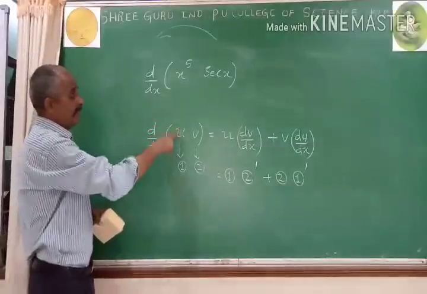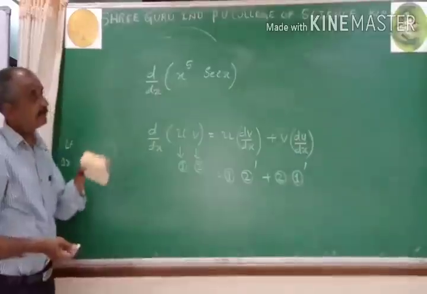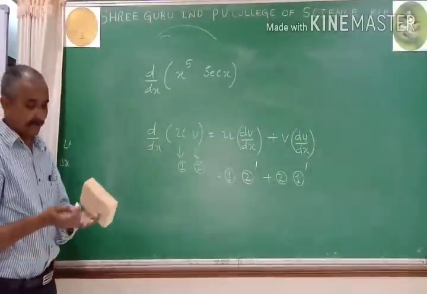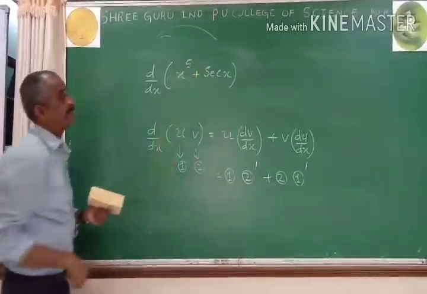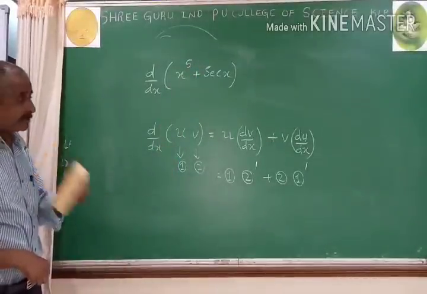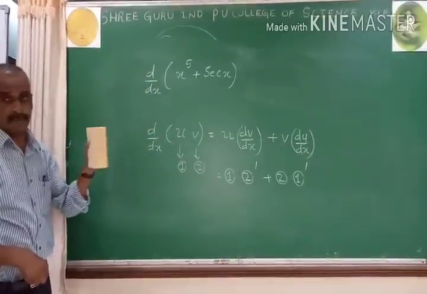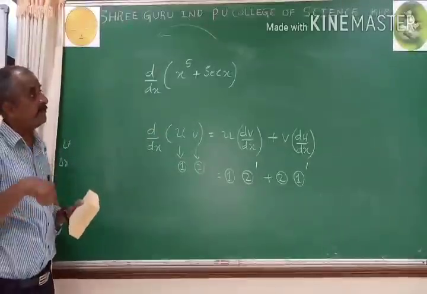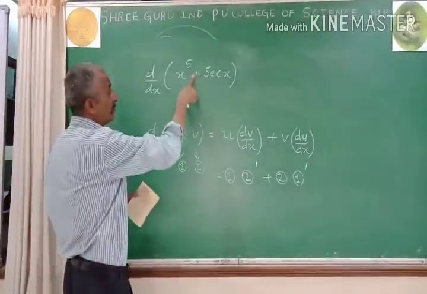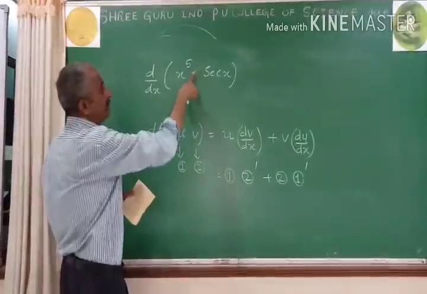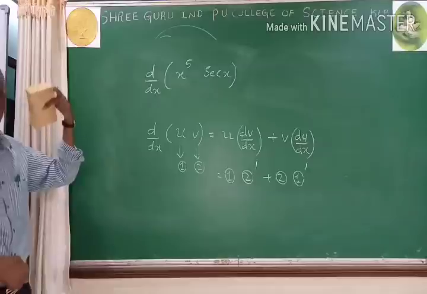Treat u as x power 5, v as sec x. So let's apply product rule. Before applying product rule, keep in mind, suppose if we have x to the power 5 plus sec x, you are not supposed to apply product rule because that is concerned with sum, not concerned with product. You have to understand very clearly when sum rule, when product rule, when quotient rule are going to be implemented.